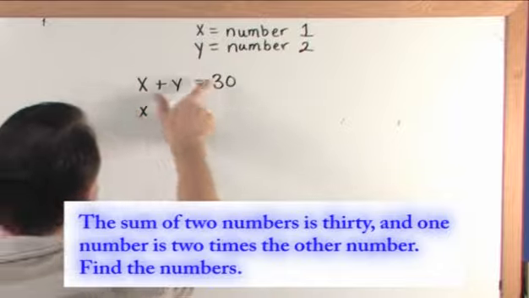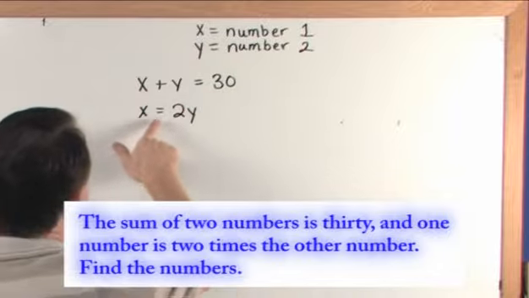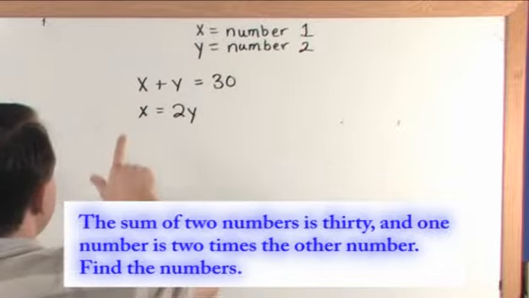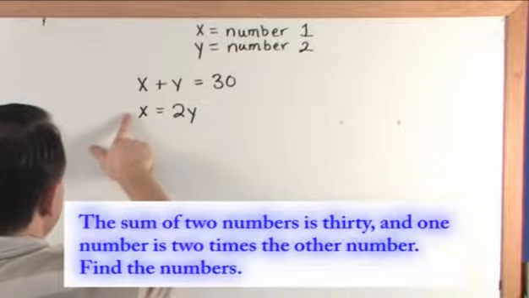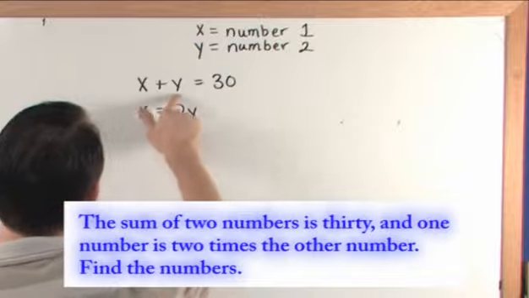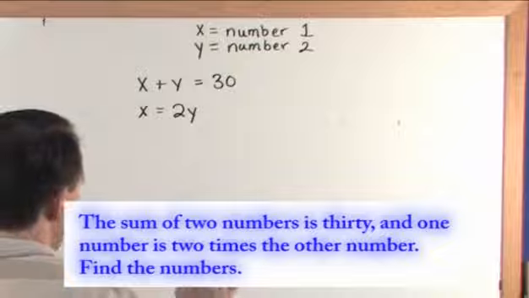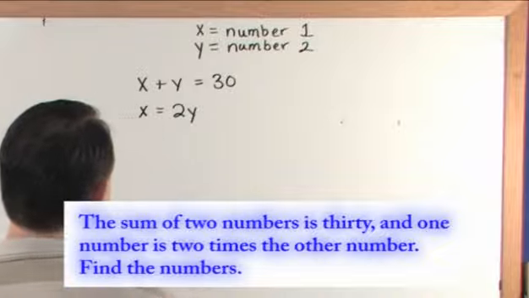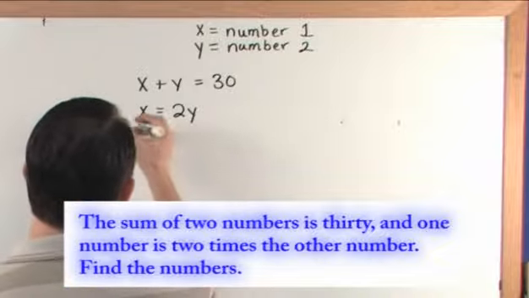The sum of two numbers is 30, and one number is 2 times the other number. Now notice here we have two separate equations and two unknowns, two variables. Now we have enough equations to solve this thing. So how do you think we're going to solve it?